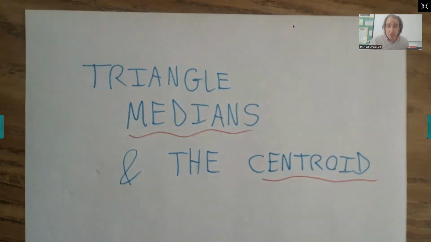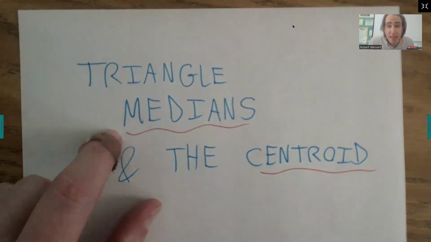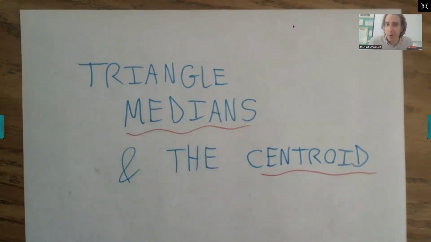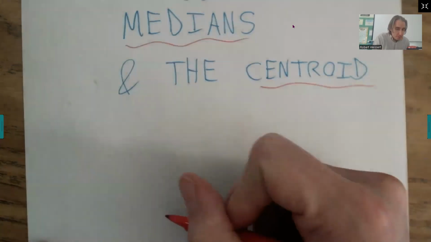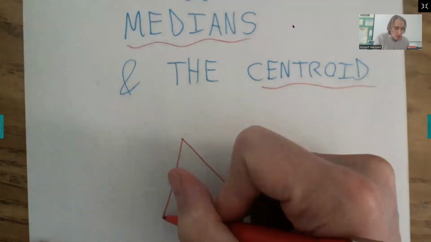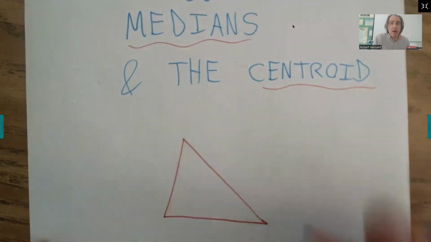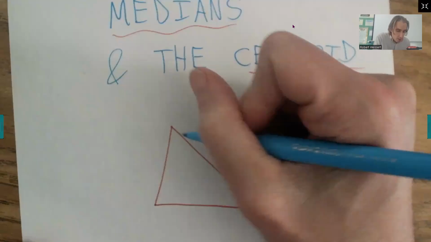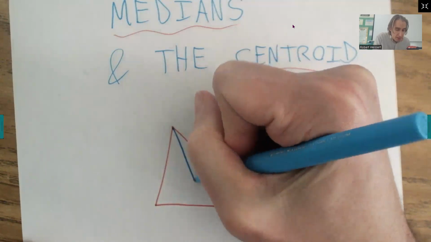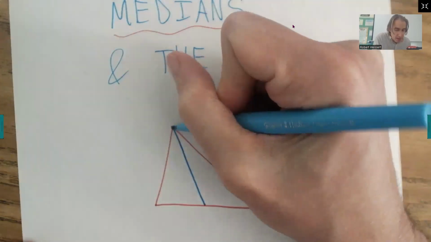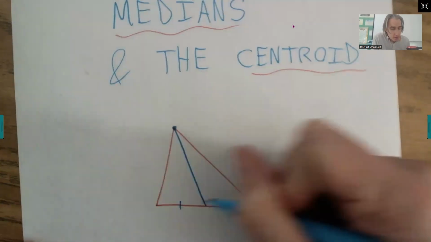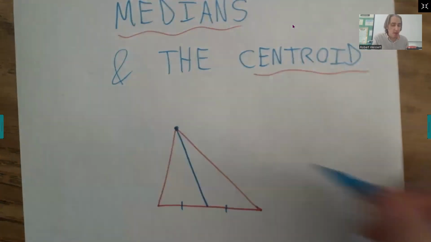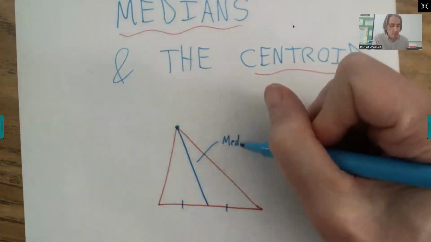Hey everyone, this video is going to be talking about triangle medians and the centroid and what all that means. So real quick, in any triangle, doesn't matter the shape of the triangle, the size of the triangle, you can draw what's called a median. A median is a segment that connects one vertex to the midpoint of the opposite side. That is called a median.